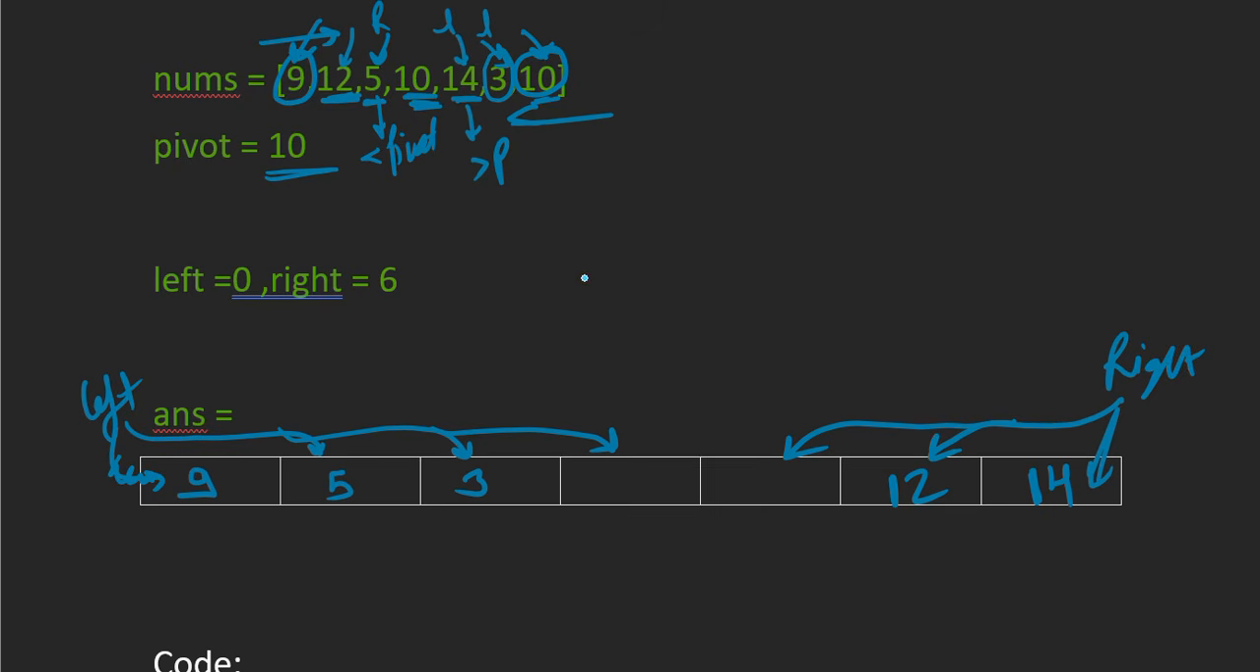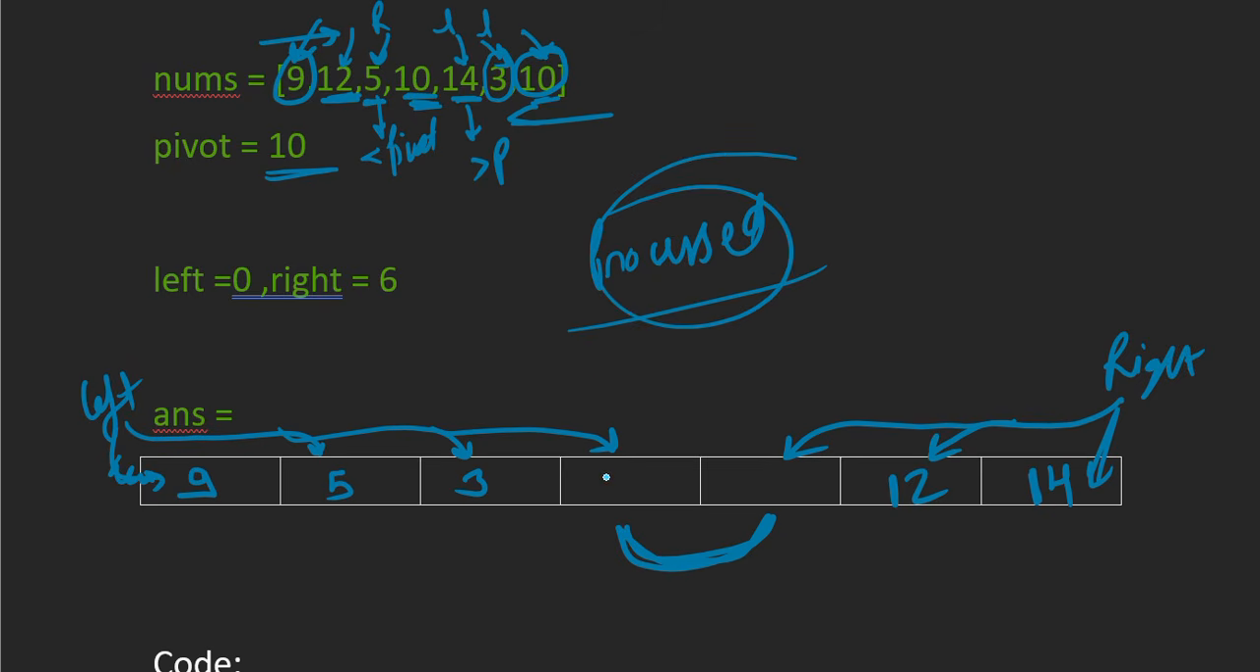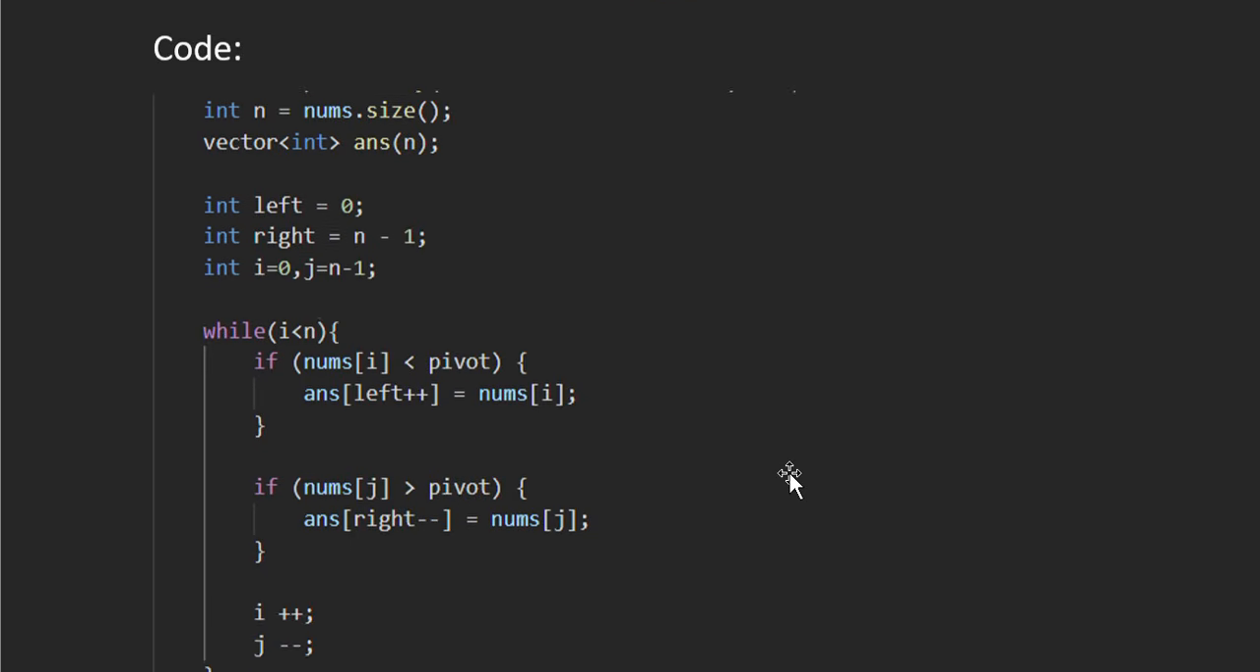So now we have processed all the elements, but still two positions have remained empty. So after processing all the elements, we fill these two places with the element equal to pivot. Even if you see in the example, we have two elements equal to pivot, and we have filled those here, right? So we get our answer, that is 9, 5, 3, 10, 10, 12 and 14, right? So this is a dry run. So let's move to the code part.